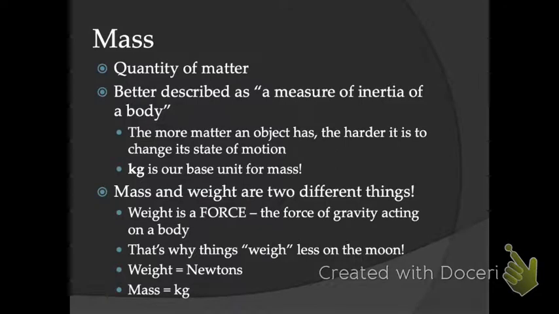So the unit for weight is newtons. The unit for mass is kilograms. Make sure you write that down. That's a really big difference. And we're going to use that. We need to have that. Okay?